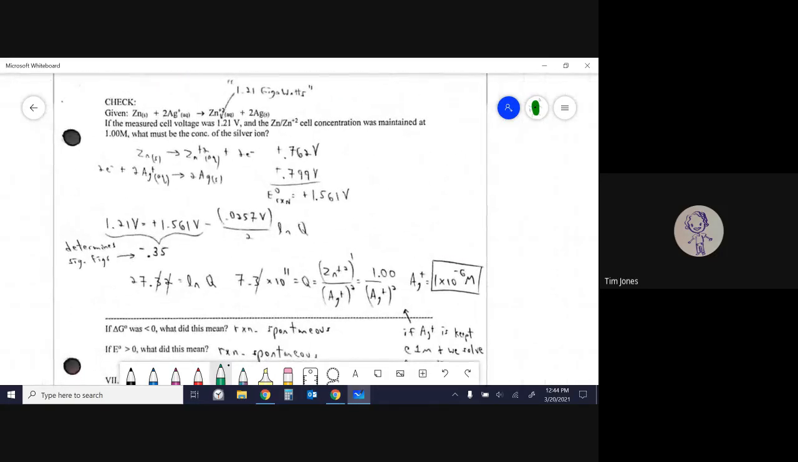It's a little bit more of a normal problem here. We have zinc being oxidized, silver being reduced. This one ends up having a pretty high voltage. The standard voltage is 1.561, and that's pretty good actually.